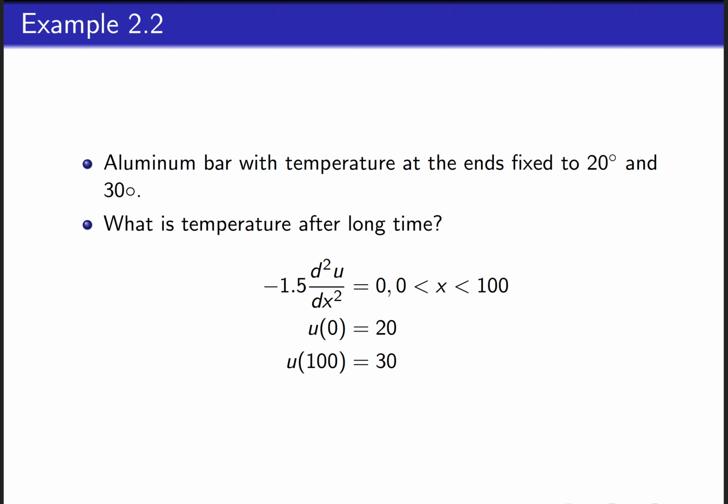And this is modeled by the following differential equation. We have negative 1.5 times the second derivative of u, where u is, again, the temperature distribution, is equal to 0. And for our boundary conditions, we set the value of u at 0 equal to 20, and the value of u at 100 equal to 30.